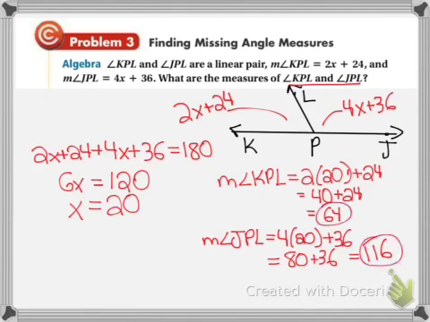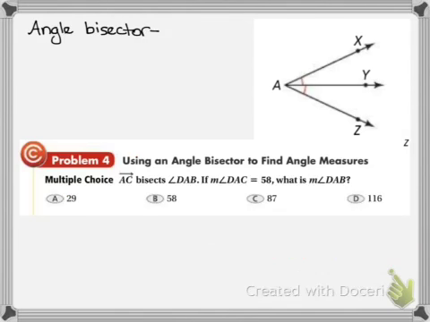With a linear pair, to check your work, add them together. If they equal 180, you know you did it correctly. If they don't, you've messed up somewhere and you need to go back and check your algebra. Last thing we're going to look at is an angle bisector, and we'll be done.